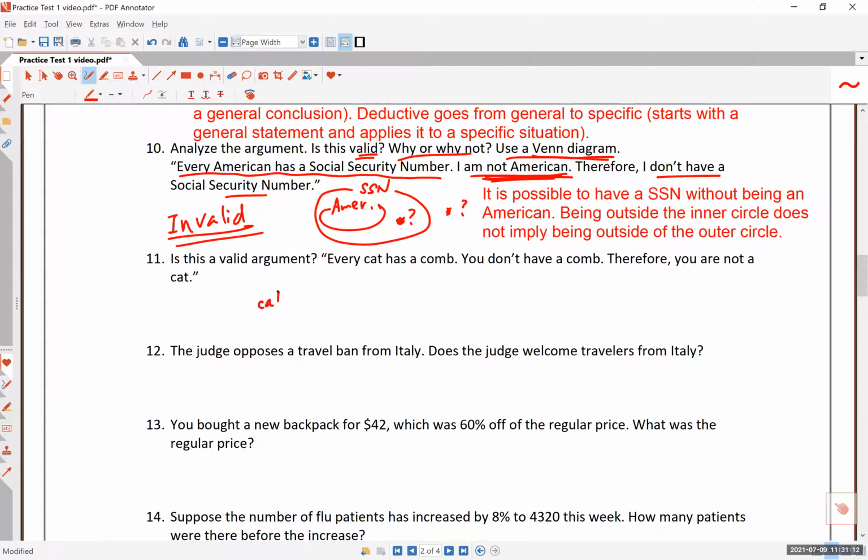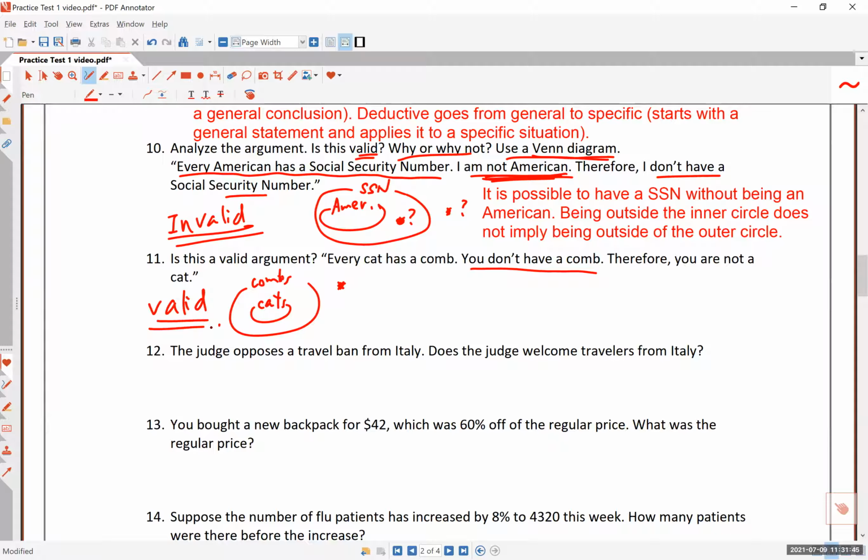So you have a cat circle, and you have a combs circle. Right. So every cat has a comb. You don't have a comb. See, the statement that you do not have a comb puts you outside of the outer circle, and therefore you are not a cat, right? If you're over here and you are absolutely certain you're over here, then there's no way you can be inside of the inner circle. So this is actually a valid argument.